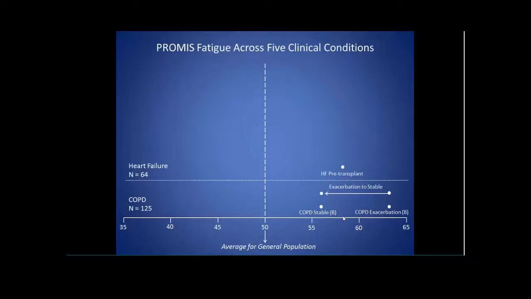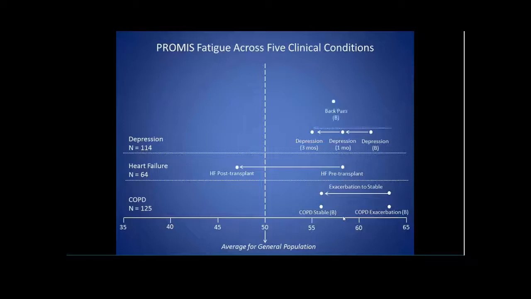We can also look at heart failure. So these were patients who were waiting for a transplant, had pretty significant levels of fatigue, almost a standard deviation above the general population mean. And after getting a transplant, they had a massive reduction in their fatigue, so below the general population mean. For depression, at baseline, we see really high levels of fatigue, and then after treatment of 1 month and then 3 months, we see reductions in that symptom. Back pain patients also report high levels of fatigue that improves with treatment over time.